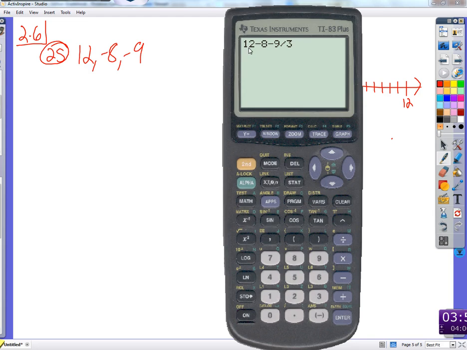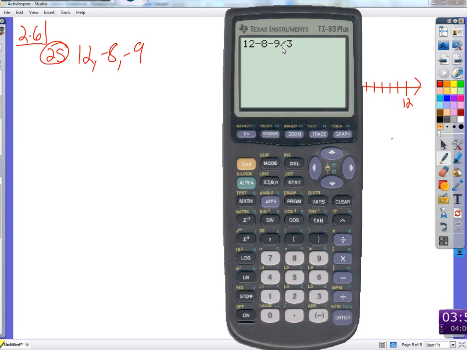Okay. Is the calculator not going to do that? I mean, I'm putting that in here. Fine, 12 minus 8 minus 9, divide by 3. That's what I put in here. Does the calculator do the multiplication first, or the division first? Yes, it will do this division first because it follows the order of operations that we use.